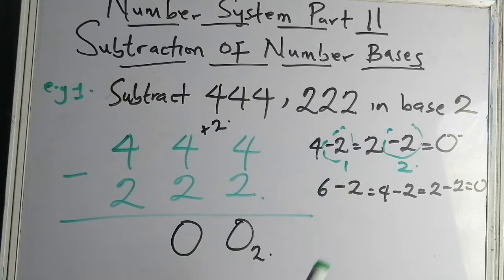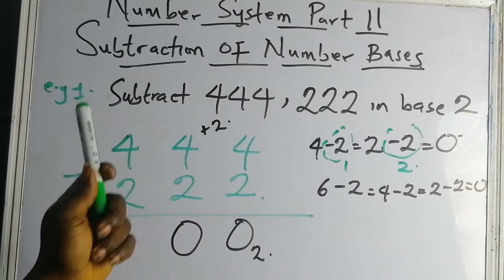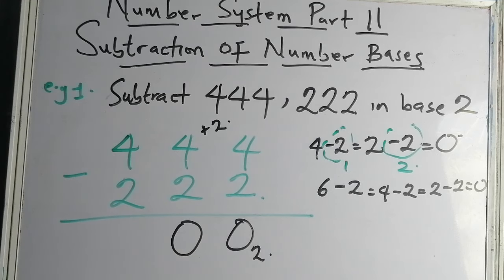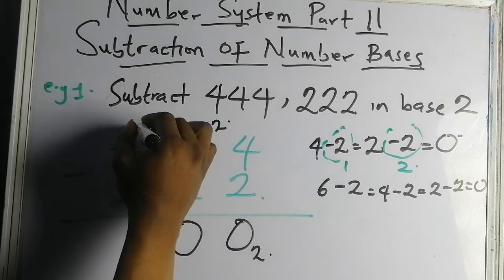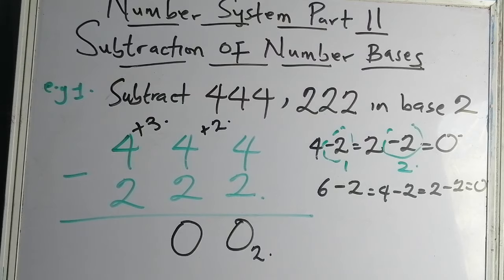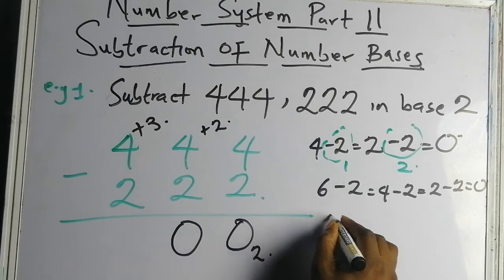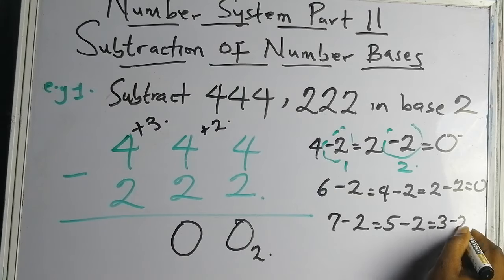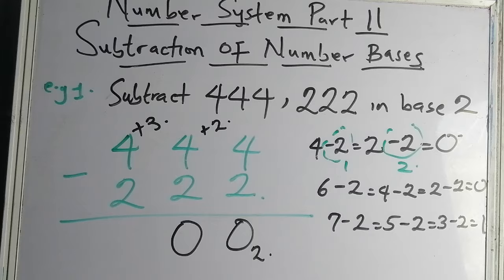Now it means this 3, 1, 2, 3, I take it to the next column, which is the hundreds column. So 4 plus 3, 7. 7 minus 2 will give you 5. Minus another 2, it will give you 3. Minus another 2, it will give you 1. So what is remaining at the end of the day is 1 here. So how many times can I subtract 2 in 7?